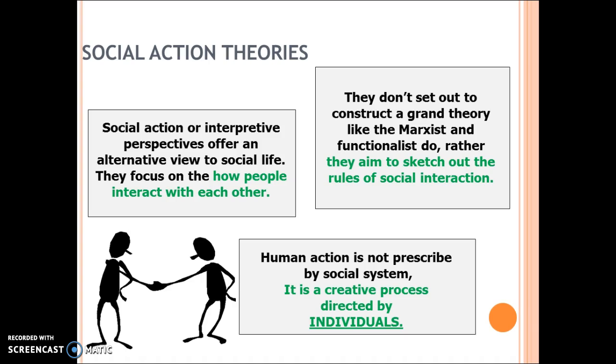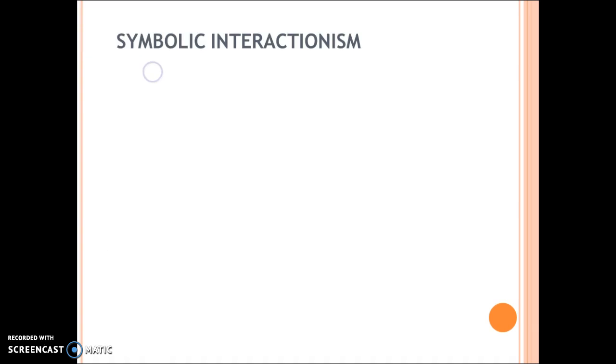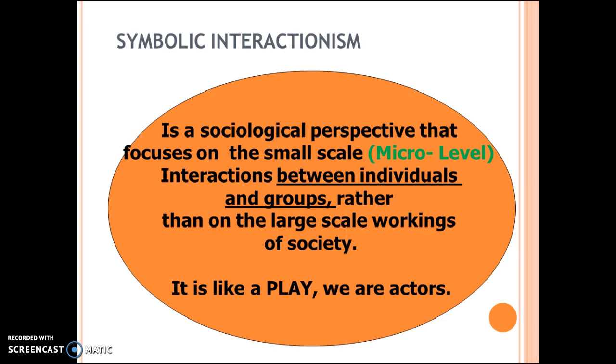Human action is not prescribed by the social system, it's more of a creative process directed by individuals. So this is a bottom-up theory, in that the individuals on the bottom layer of society influence how society is run. This is in comparison to functionalists and Marxists, who are top-down in that they think society exists out there and influences our behaviour. So symbolic interactionism is a sociological perspective at the small scale, the micro level: the interactions between individuals and groups rather than the large scale workings of a society.